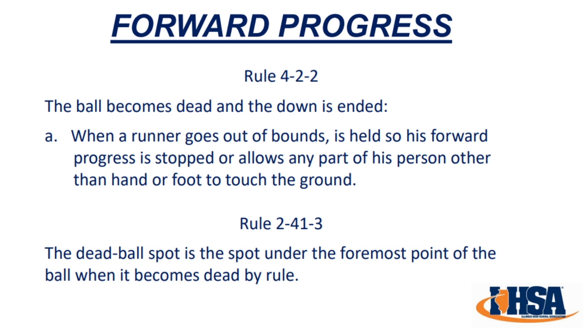Rule 4-2-2 says the ball becomes dead and the down is ended when a runner goes out of bounds, is held so his forward progress is stopped, or allows any part of his person other than hand or foot to touch the ground. Rule 2-41-3 says the dead ball spot is the spot under the foremost point of the ball when it becomes dead by rule.